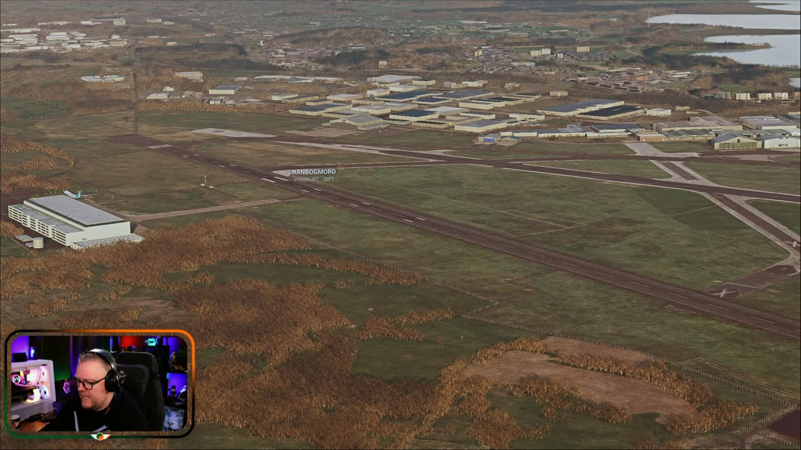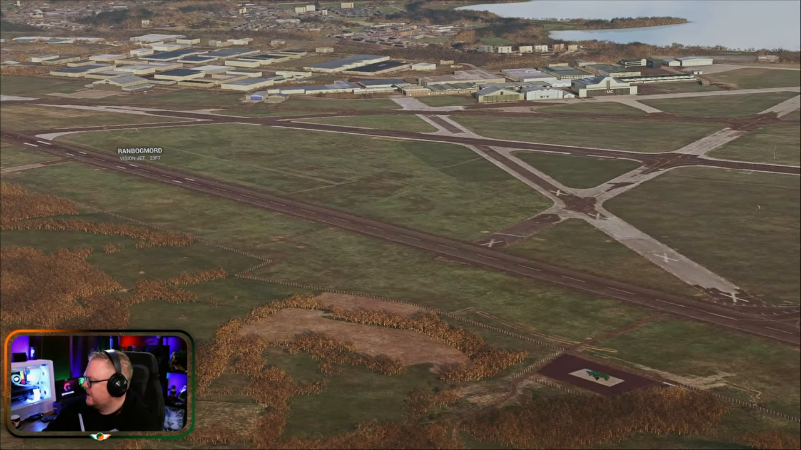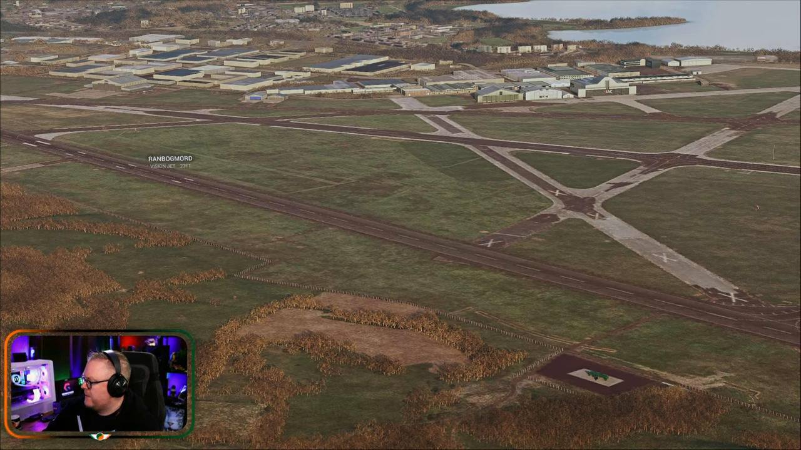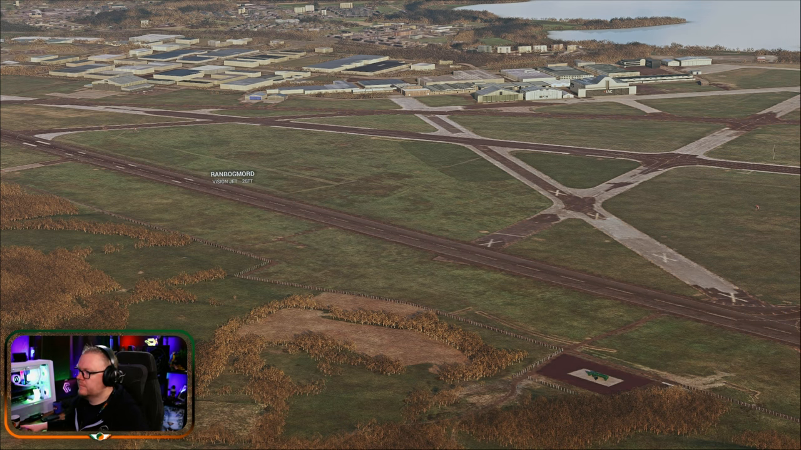He's down and safe. Firefly 266, vacate at Alpha. Contact Shannon ground on 121.8. Bye-bye. Vacate Alpha and over to ground on 121.8.